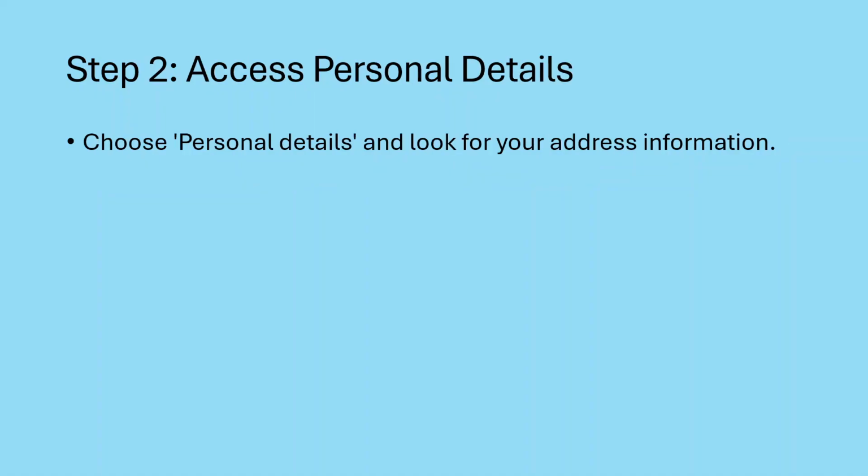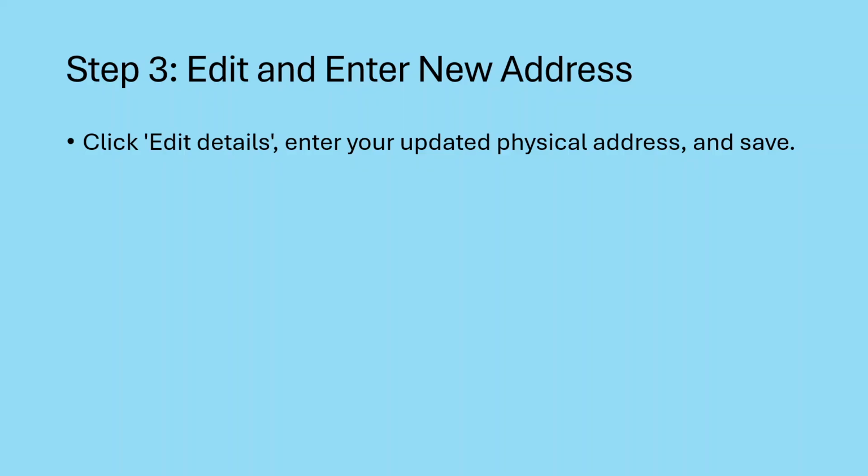Step 2. Access personal details. Choose personal details and look for your address information. Step 3. Edit and enter a new address. Click Edit Details and enter your updated physical address and then click on Save.